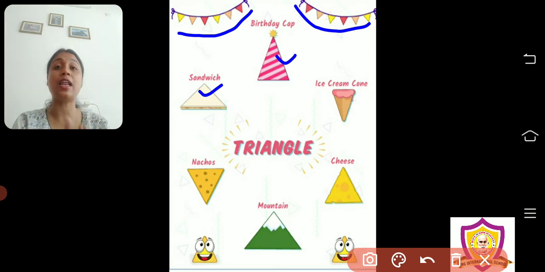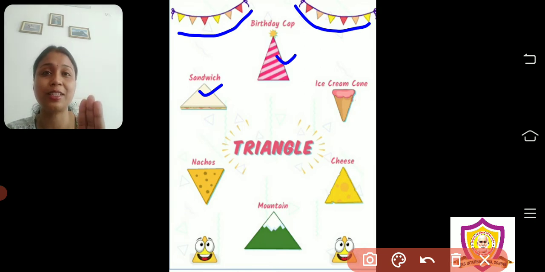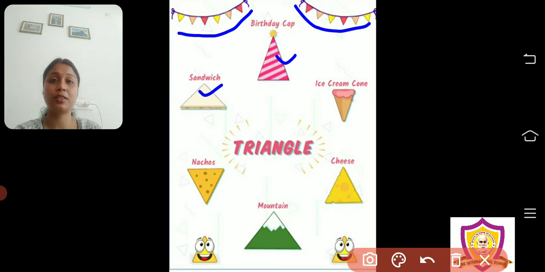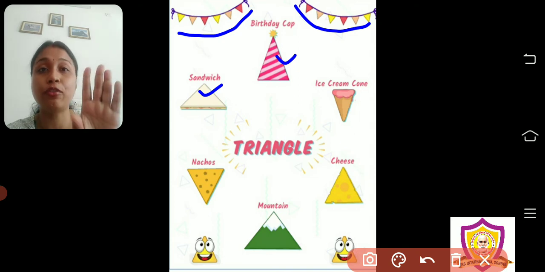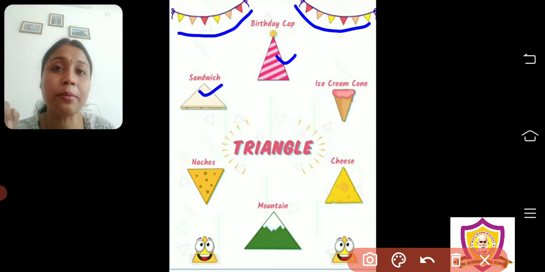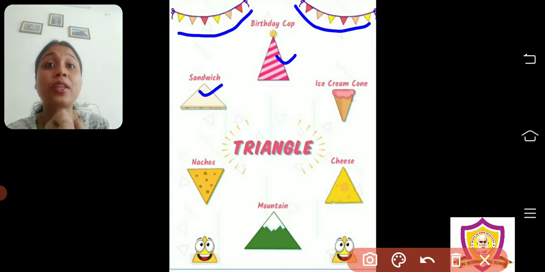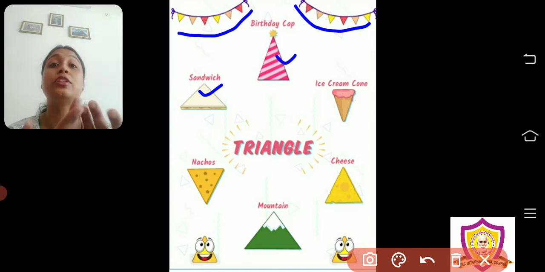Understood? Because triangle has three sides. So if your bread is triangle shape, then your sandwich will have three sides. If your bread is square, then your sandwich will have four sides. Normally we make sandwich of shape triangle, isn't it, children? So sandwich is an example, a thing which is in triangle shape, and which we can see around us.